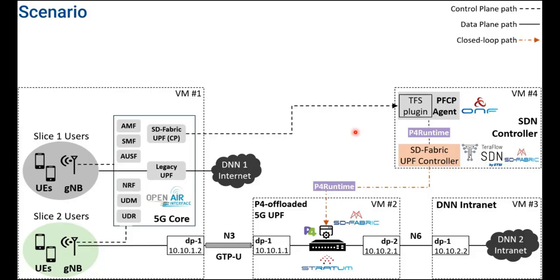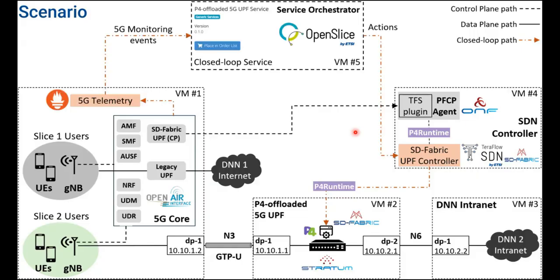How do we actually combine both now? We use a scenario where we integrate the telemetry of the 5G system with OpenSlice. And when this slice 2 user appears, we know that this is the time that OpenSlice needs to provision the UPF on demand, the P4 UPF on demand. And this is what OpenSlice does. It has a service, it pulls monitoring data here, and then actuates when some condition is met by instructing TFS and the switch to actually provision the UPF.